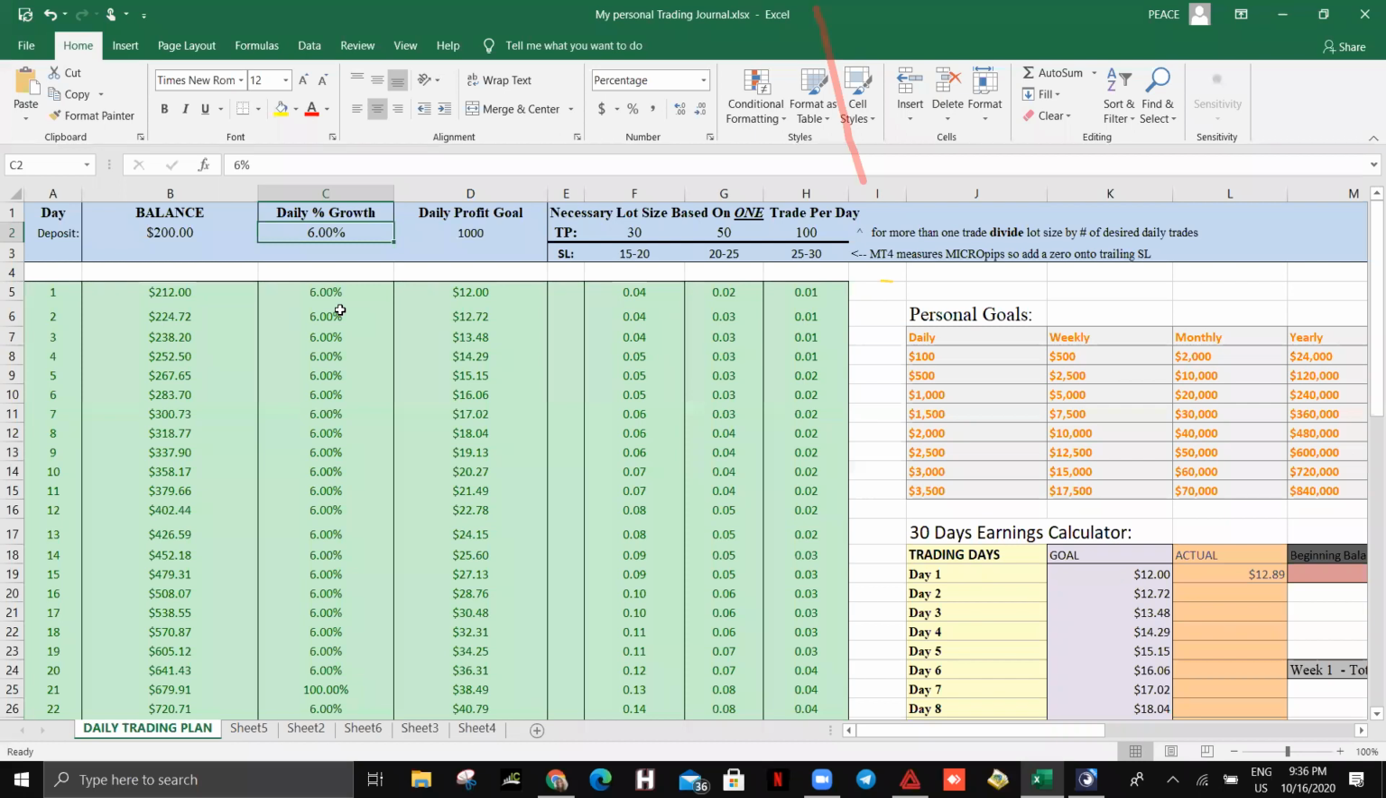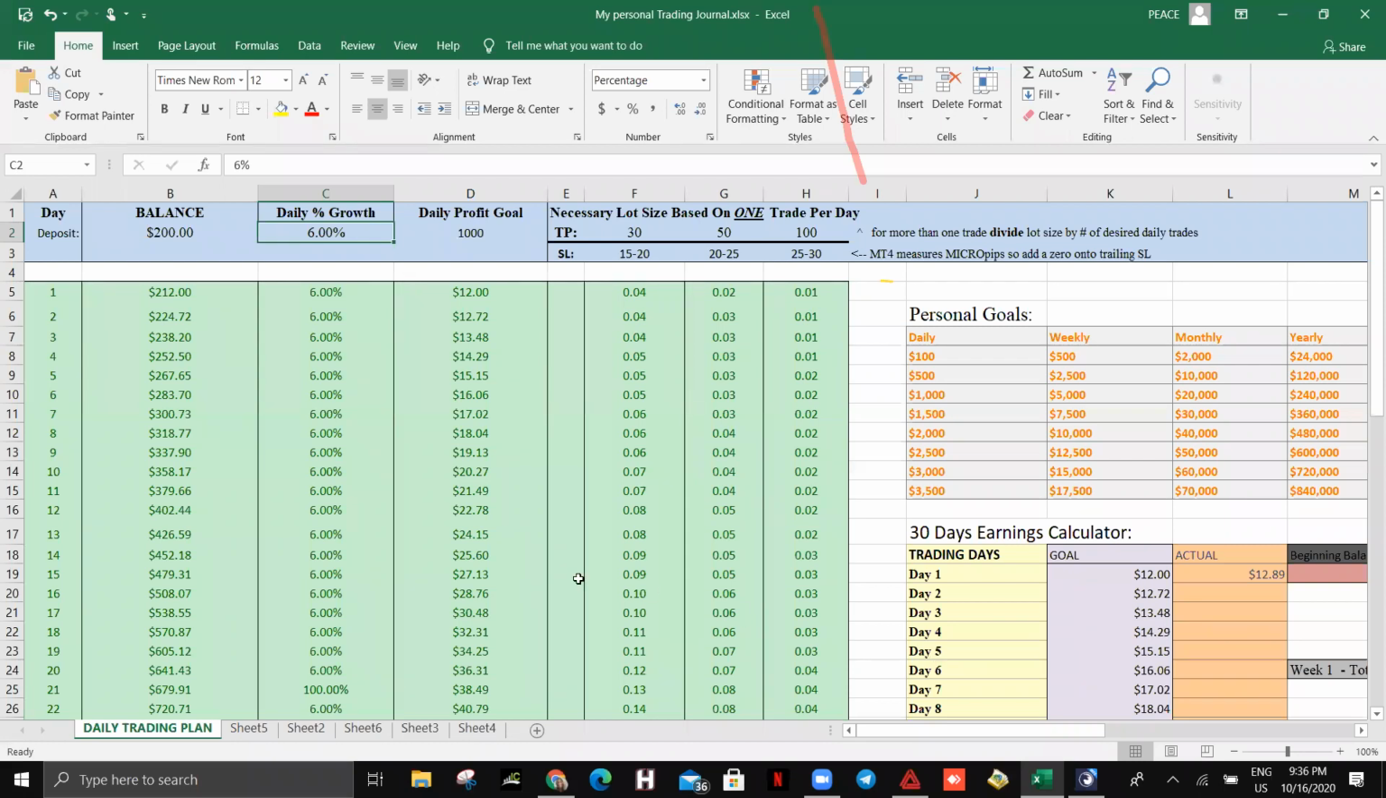If I want to do 6%, 6% is day one, I've done $12. You can see the person came here, actual. Look here on the 30 days earning calculator. Day one, you're supposed to do $12. Today, the person did $12.89. And I told him, close shop. Don't enter the market again.